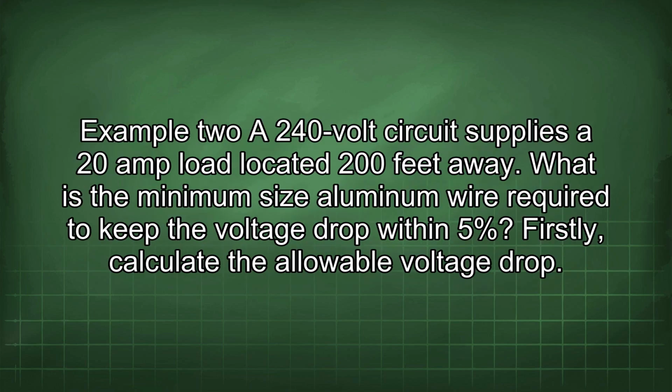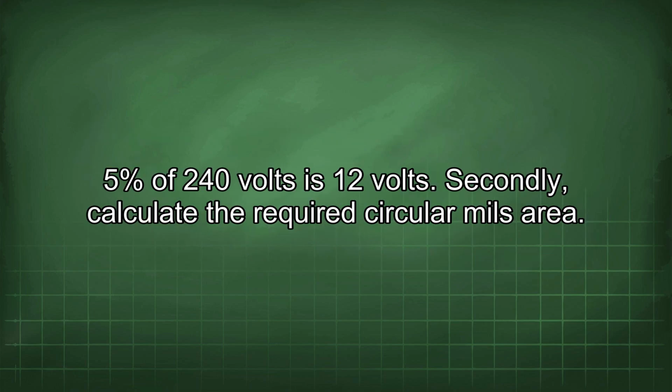Example 2: a 240-volt circuit supplies a 20 amp load located 200 feet away. What is the minimum size aluminum wire required to keep the voltage drop within 5%? Firstly, calculate the allowable voltage drop. 5% of 240 volts is 12 volts. Secondly, calculate the required circular mils area.